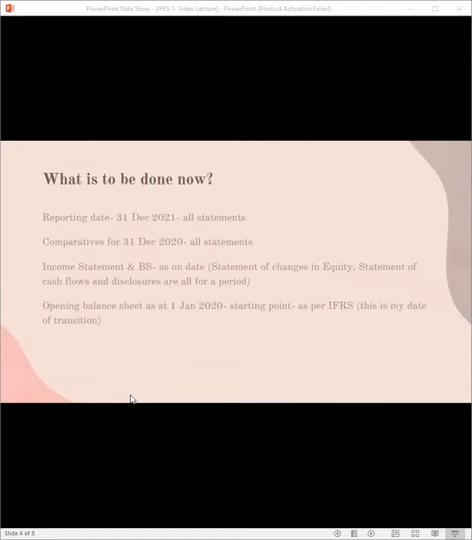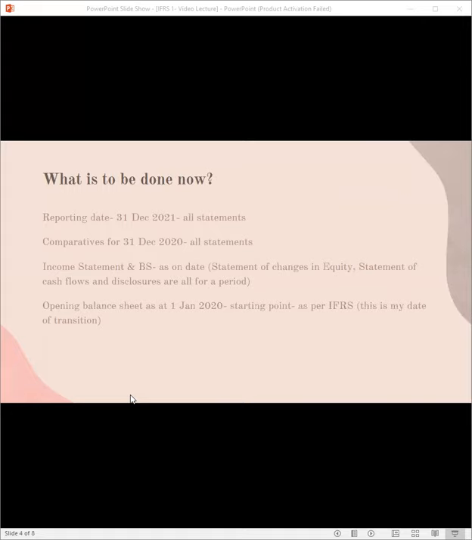So the reporting date for all the 5 statements is 31st December 2021. The comparative statement is 31st December 2020. So all the 5 different statements have to be prepared under IFRS for both 31st December 2021 and 31st December 2020. Now, if you notice your income statement and your financial position, that is your balance sheet, they're both as on date, that is as on 31st December 2021.